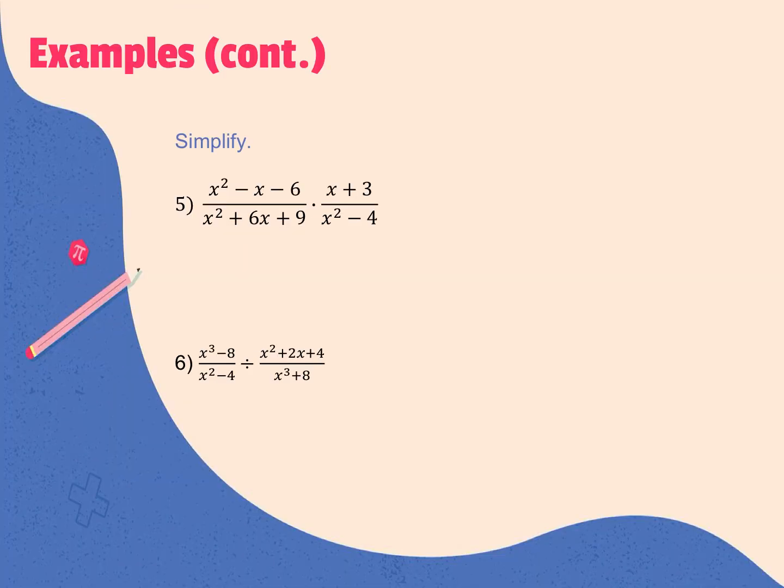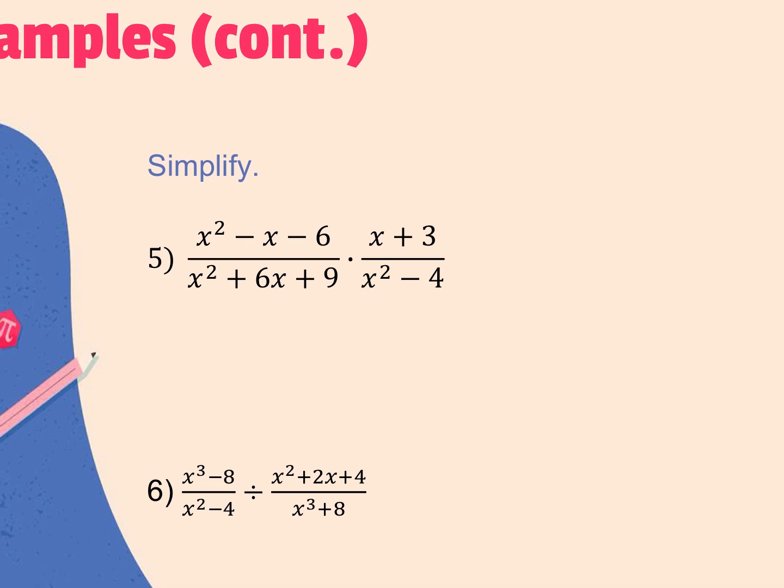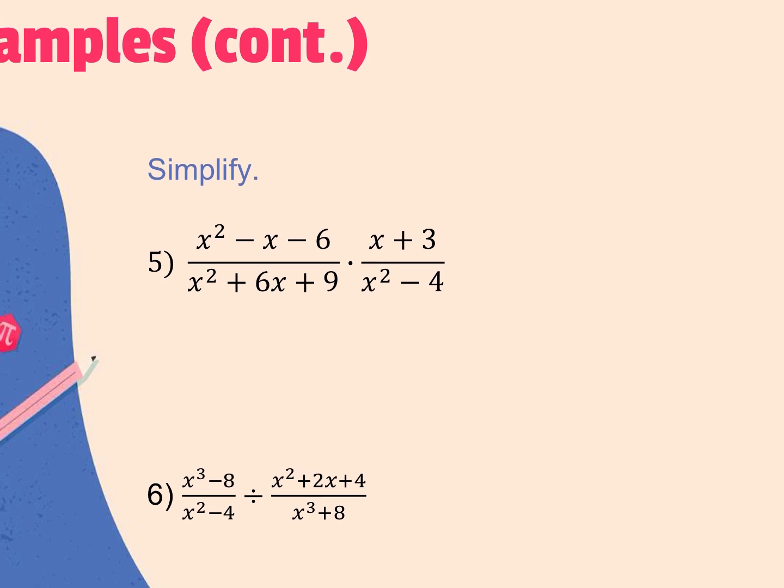All right, so another multiplying one. Just like the others, you just want to make sure that everything's fully factored. So I'm going to factor the top left, x squared minus x minus 6. I'm looking for factors of negative 6 that add to negative 1. And that's going to get me a negative 3 and a positive 2.